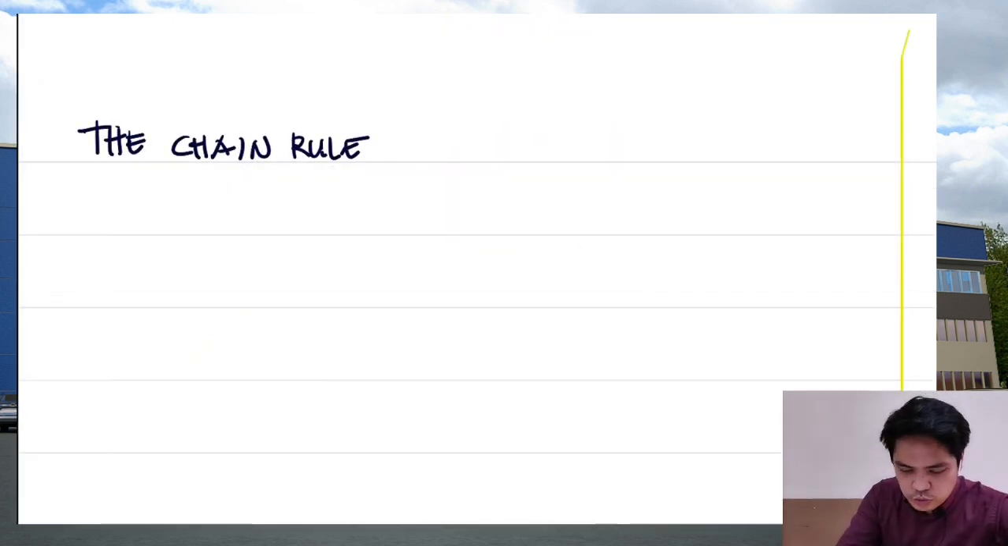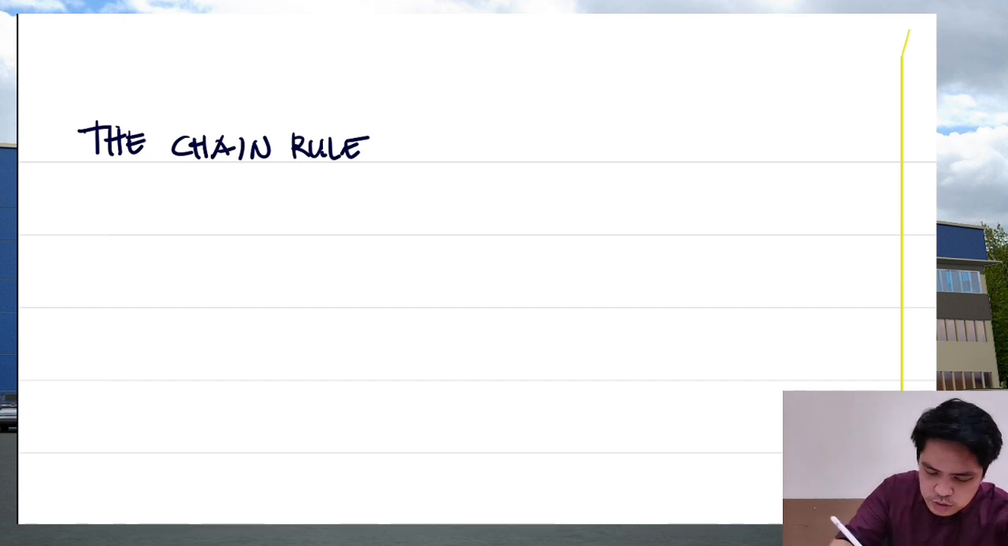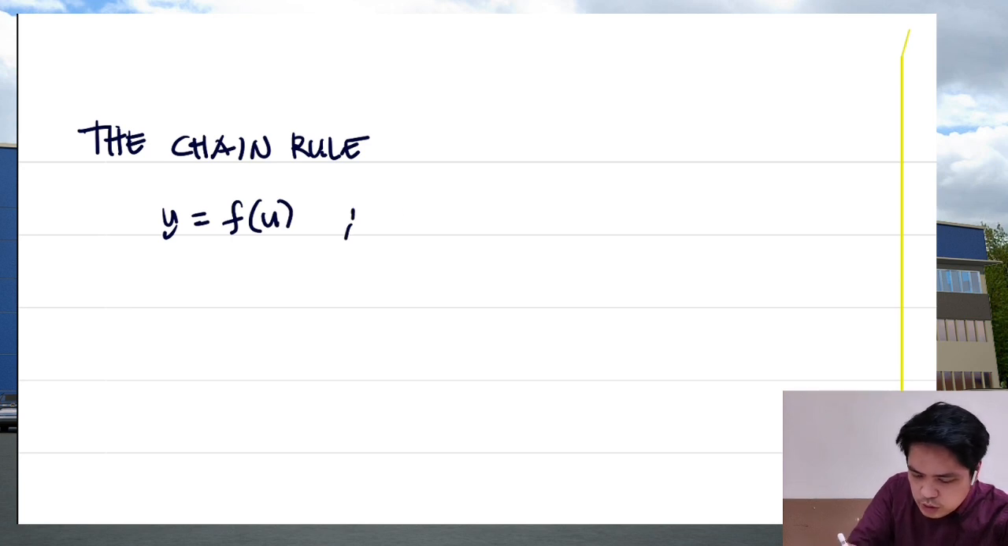So we come now to the chain rule. The chain rule is used to get the derivative of composite functions, or a function within a function. For example, we have y equal to f of u, and u is a function of x.